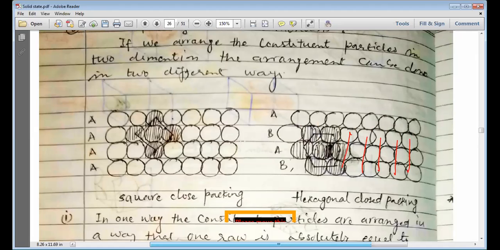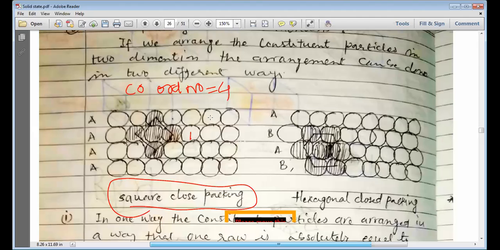And this is how, my dear students, you can arrange them either into the A type of arrangement, or you can arrange them into the AB type of arrangement. When you arrange them into the A type of arrangement, in two dimension, it is called square close packing. And here your coordination number is equal to 4 because each particle is directly attached to the 4 particles only.